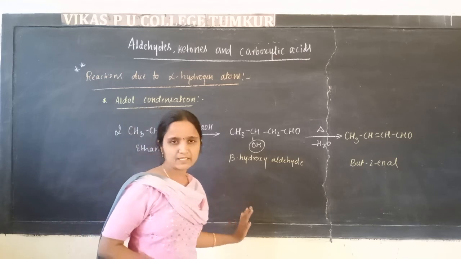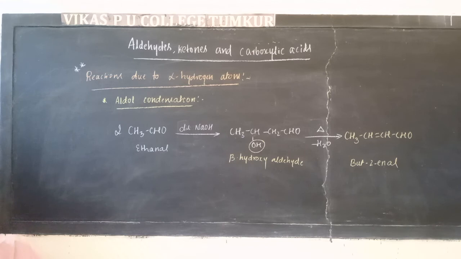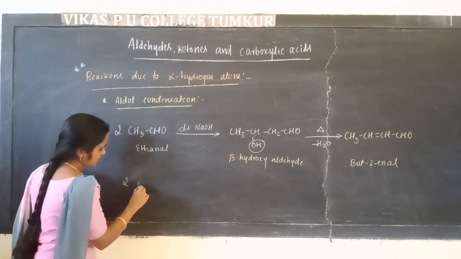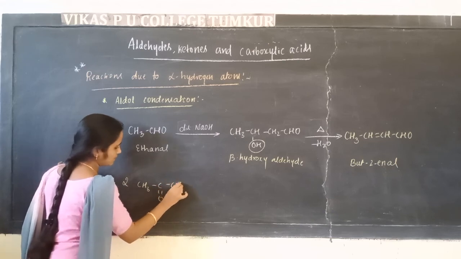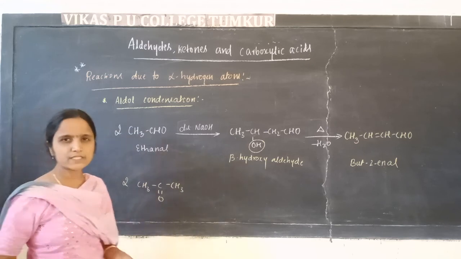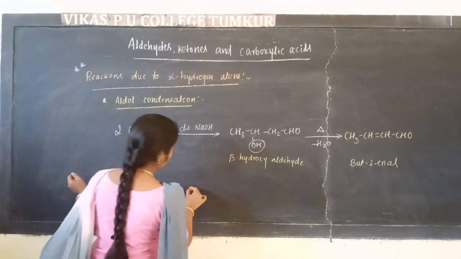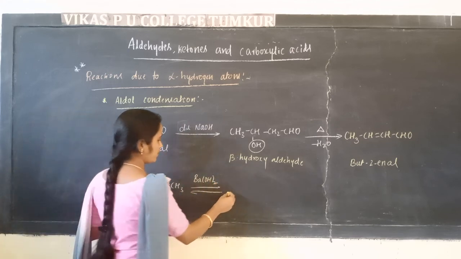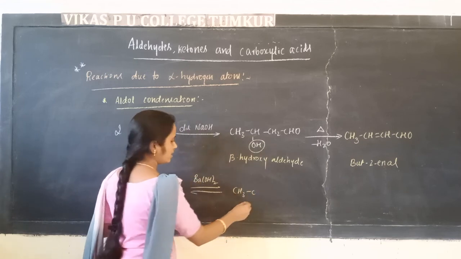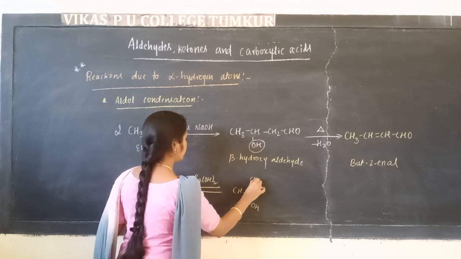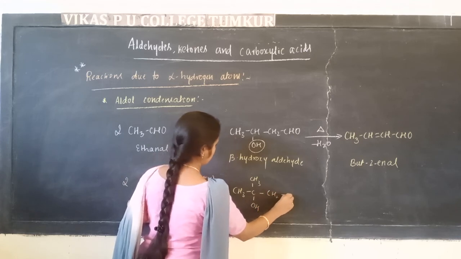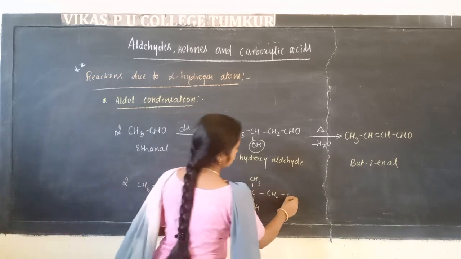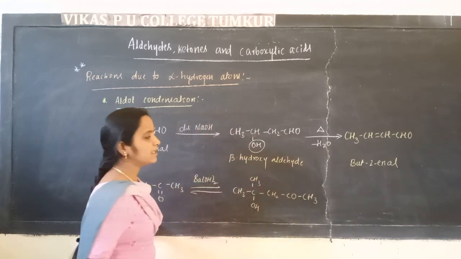Now a reaction for ketones. Ketones undergo the same; if you take the example of 2-propanone, CH3COCH3, this undergoes the condensation in the presence of barium hydroxide, Ba(OH)2. Then it forms CH3C(OH)(CH3)CH2COCH3, and we get this product.